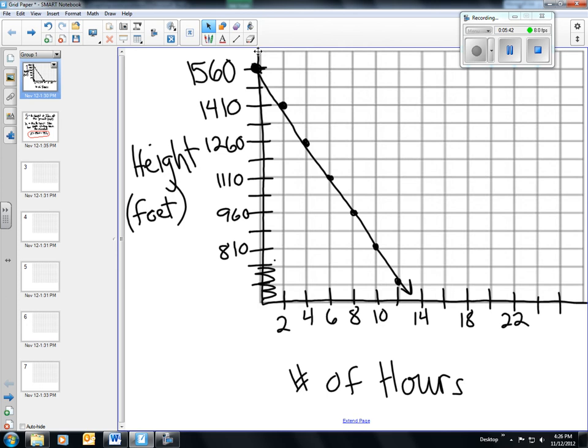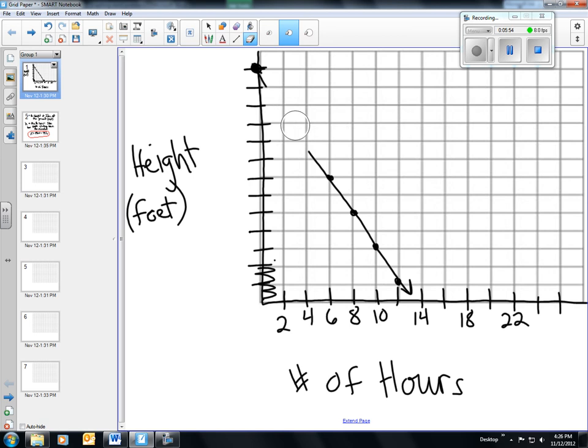And then of course you could change the vertical axis if you wanted to. You could always change the number of feet you're going by. So let's say we changed just the vertical axis now. Leave the horizontal at 2 hours, every 2 hours. So you could say, I mean, you could do a lot of different things here.